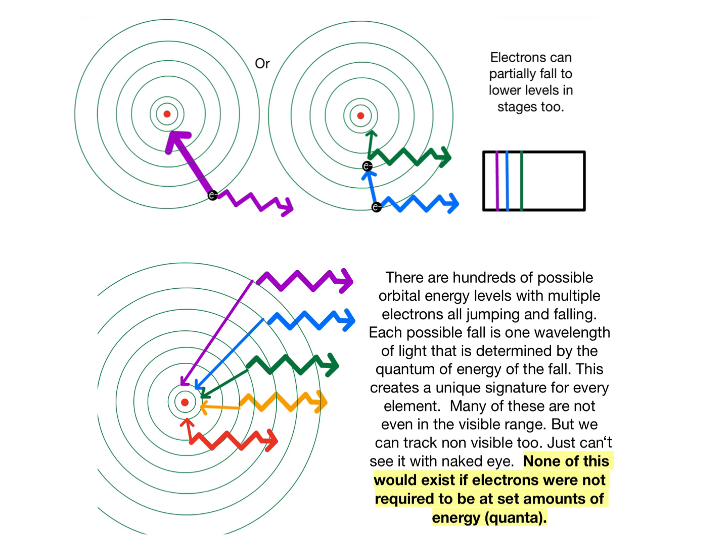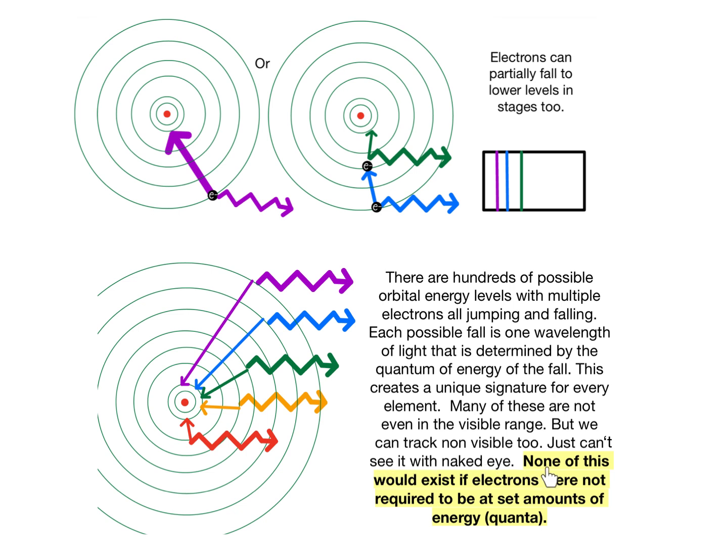Remember, the electromagnetic spectrum is a wide-ranging spectrum of energy that represents all the different wavelengths of light that could possibly be, and our eyes can only detect a very narrow band of that electromagnetic spectrum. So each possible fall is one wavelength of light that is determined by the quantum of energy that falls. This creates a very unique signature for every element. Many of these are not even visible, as I mentioned, sometimes maybe even in the infrared or the microwave range. It's possible that they exist, but we just can't see them with our naked eye.